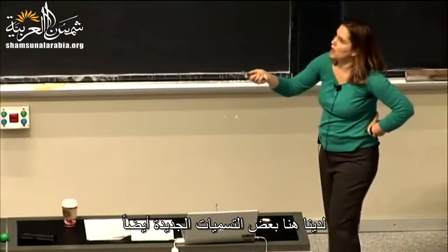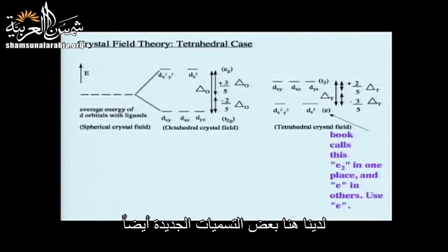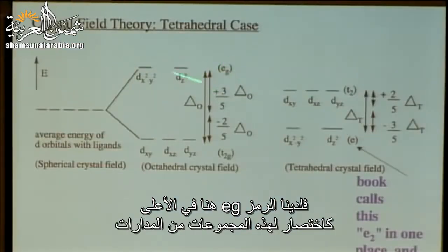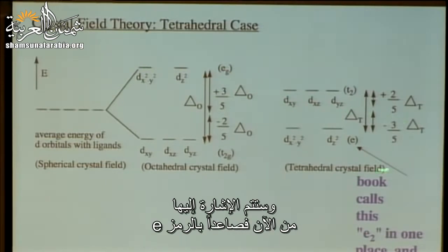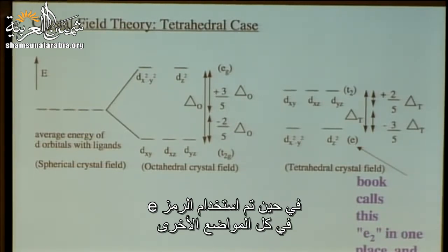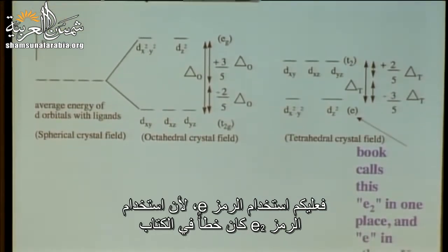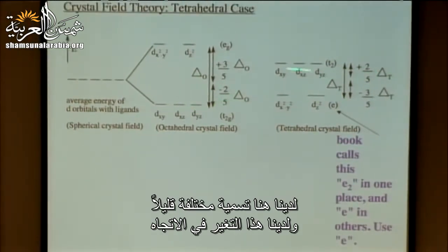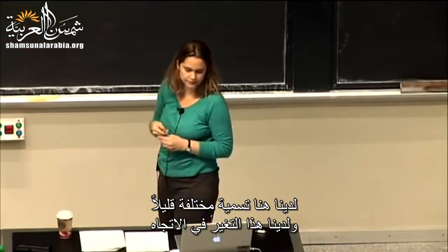So we have some new labels as well. We had EG up here as an abbreviation for these sets of orbitals, and now that's just referred to as E. Notice the book in one place has an E2, but uses E in all the other places, so just use E. The E2 is a mistake in the book. And then we have T2G becomes T2 up here.